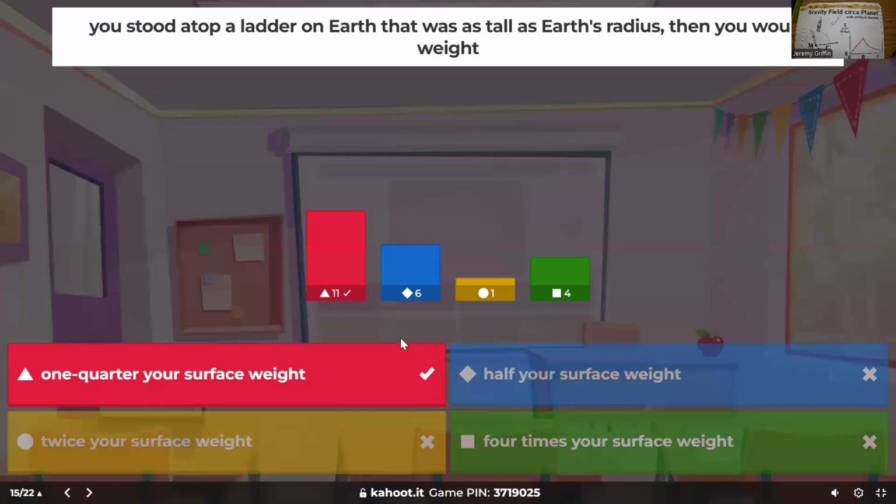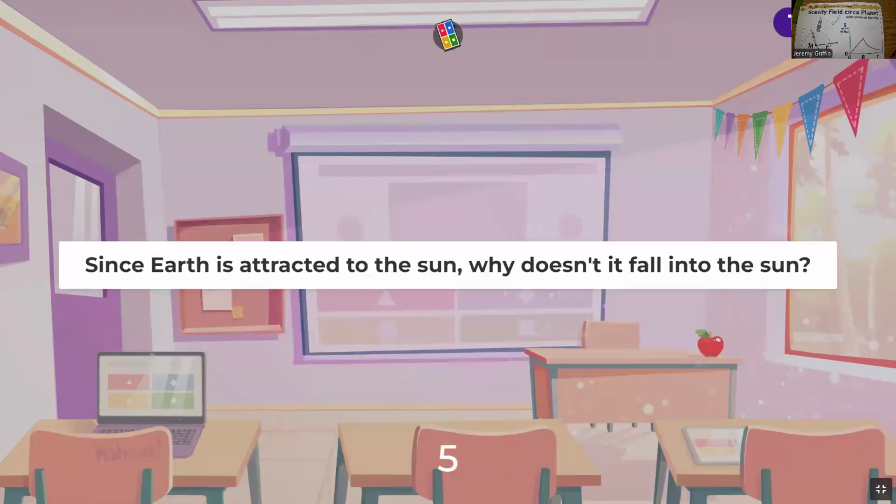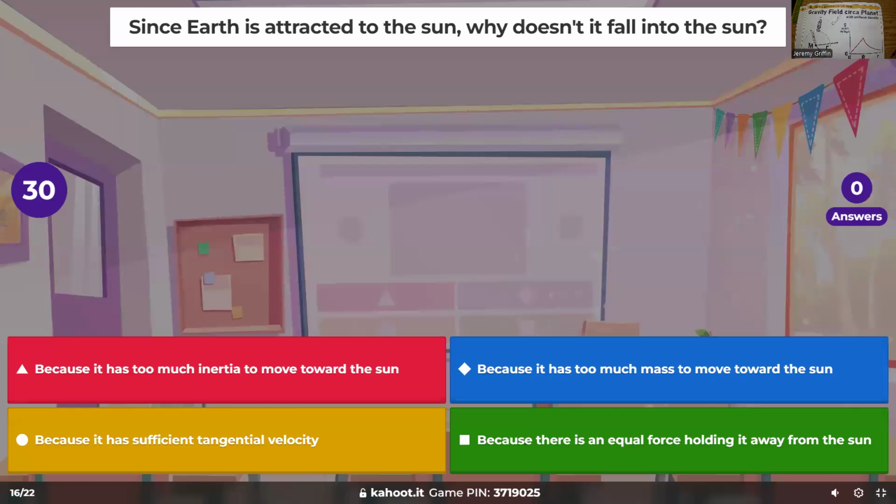You got that. About half the class got that. 1/4 of your surface weight. There you go with 1/4, 1 over the distance squared. We got Lydia, Samuel, Brady, Wyatt, Cameron. Since Earth is attracted to the sun, why doesn't it fall into the sun?